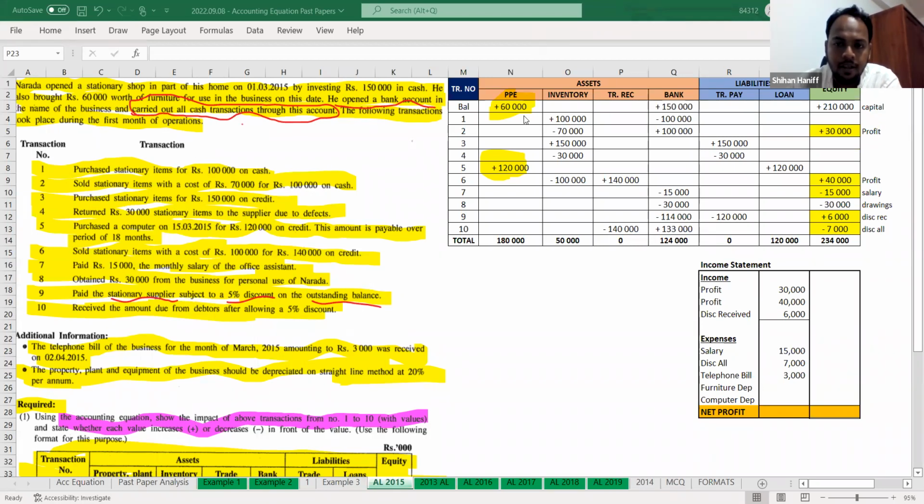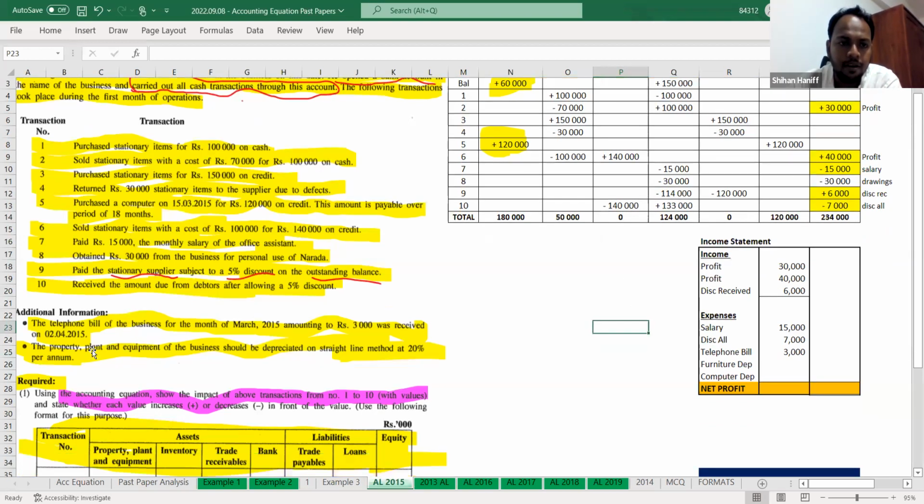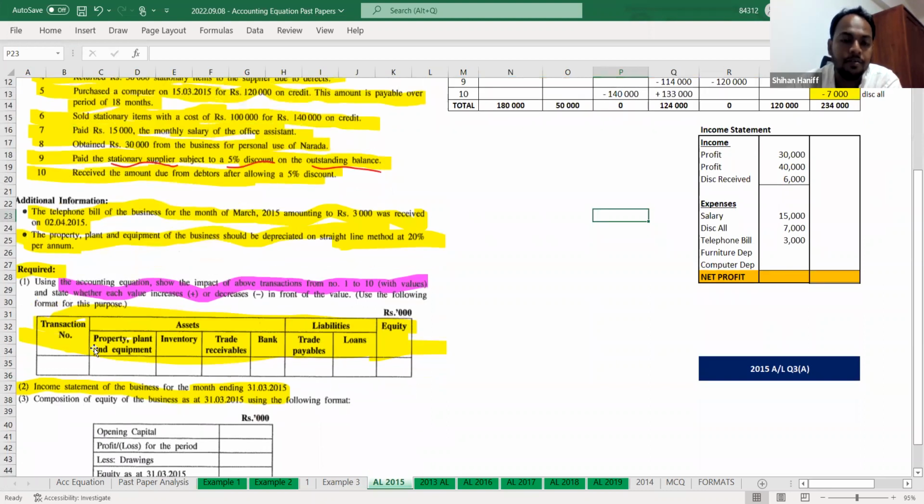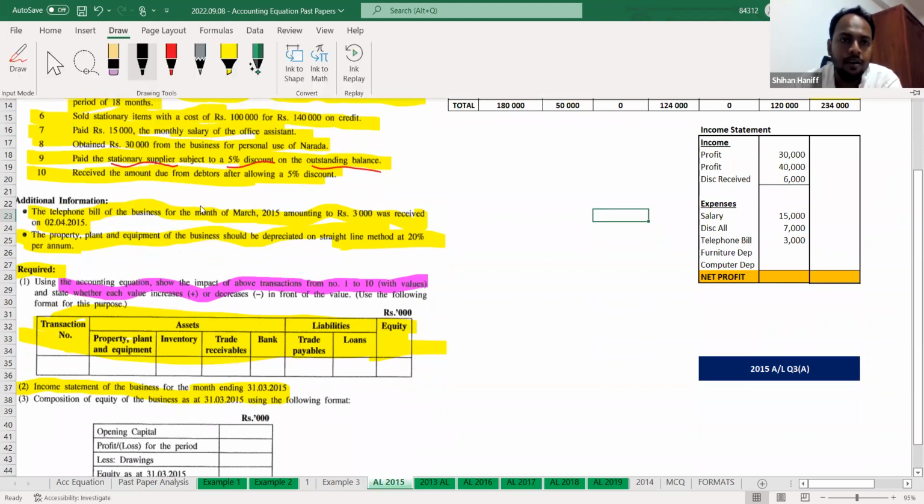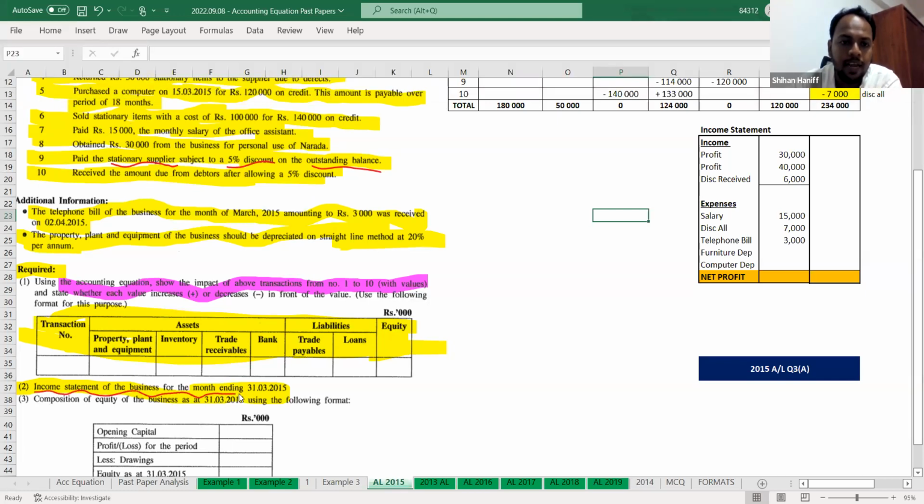All right. So we are preparing this income statement not for a year. If you read the question carefully, they have said income statement of the business for the month ending 31st March. Month ending. So we are not preparing for a year. We are preparing for a month. So always remember to check the period. Is it annual or monthly or quarterly? Right? So that is very important.